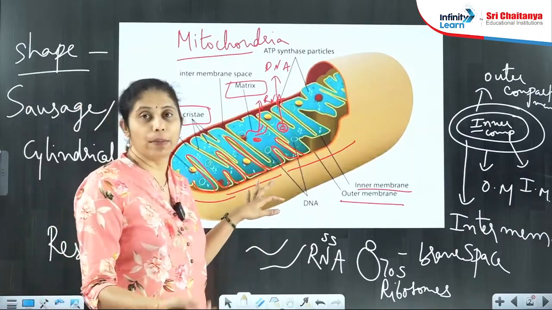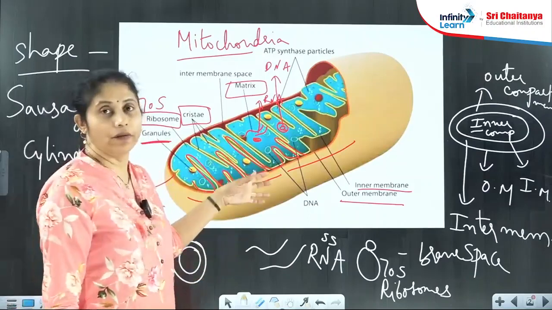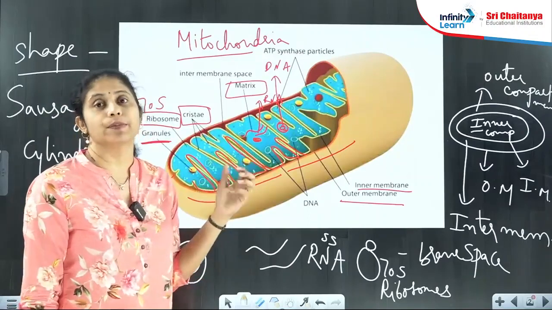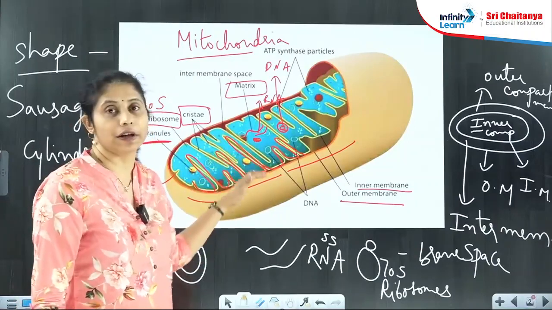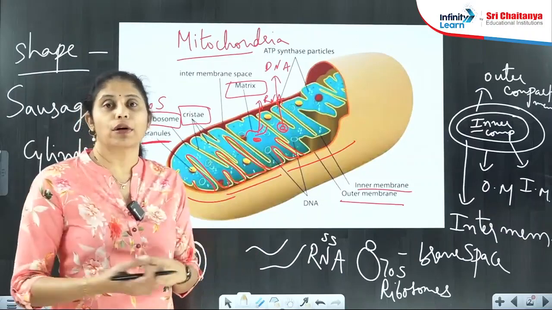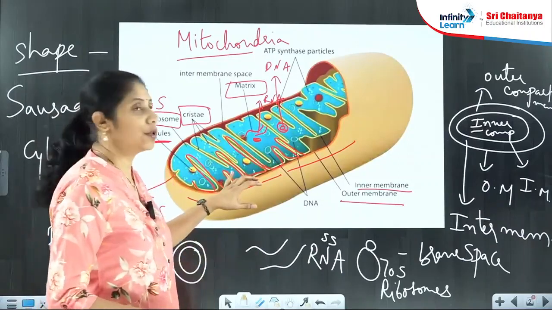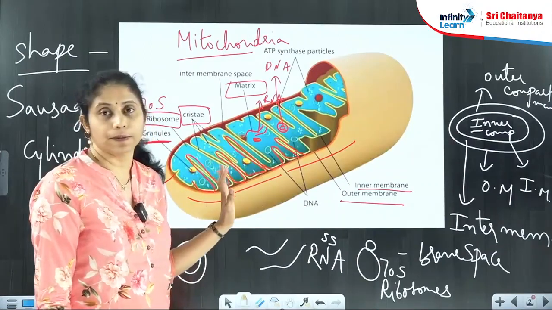Outer membrane is permeable, inner membrane is selectively permeable. So it will allow everything, but inner membrane is less permeable. So that permeability also differs. Each membrane will have different respiratory enzymes. But in the space, generally protons will accumulate. Only protons, H plus ions, can be there in this.